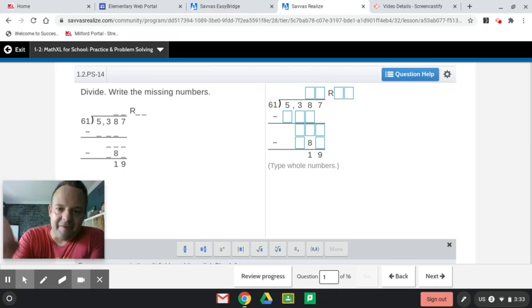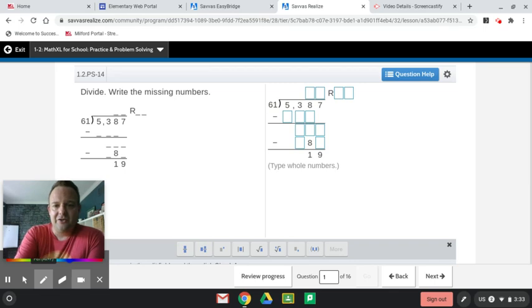Okay, so here we have 5,387 divided by 61. Now 61 goes into 5? Nope. 61 goes into 53? Nope. 61 goes into 538? Well, we could guess, but I don't recommend guessing. We're going to do an educated guess.